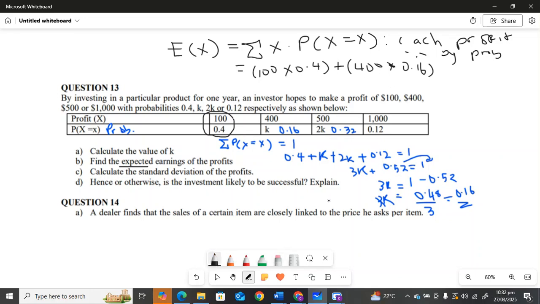Plus 500 multiplied by its probability, 0.32. Plus 1000 multiplied by its probability, 0.12. So you can give me the overall answer.